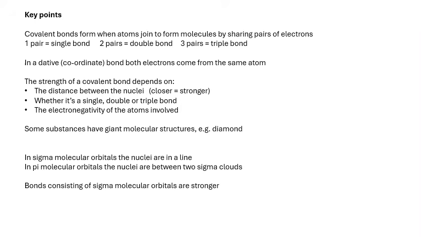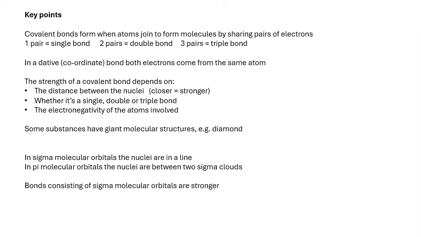Know that the strength of a covalent bond depends on the distance between the nuclei, whether it's a single, double or triple bond, and the electronegativity of the atoms involved. And we'll do electronegativity later, it's dead easy. Some substances have giant molecular structures, for example, diamond.